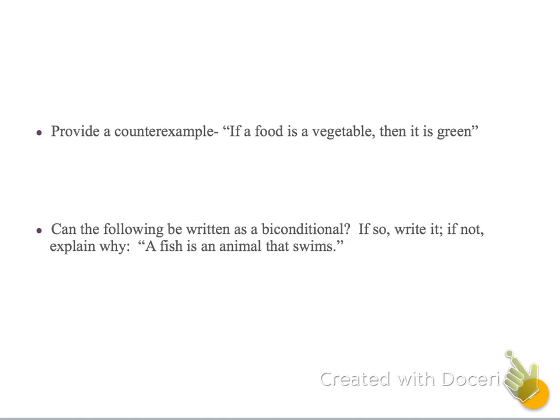Provide a counterexample. So a counterexample is when you try to prove something wrong. So if a food is a vegetable, then it is green. So you need to think of any other vegetable that is not green to prove that wrong. Because right now it's saying that any food that is a vegetable is going to be green. So you could say a potato, if you really wanted to, because that's not green.